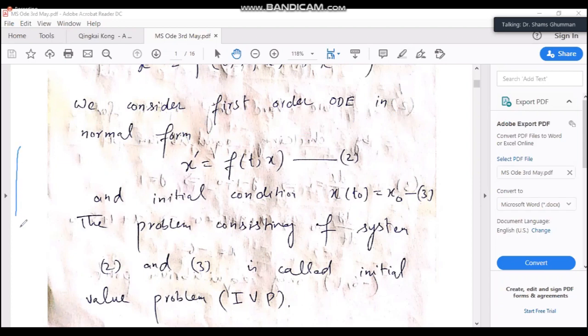ठीक है, तो इसको हम और every nth order differential equation, second, fourth, something, can be converted to the first order differential equation, the system of the first order differential equations. वो हम new variables introduce करके उसको convert कर सकते हैं easily. So we are going to discuss about the first order differential equation. अगर first order differential equation के system को discuss करते हैं तो इसमें जो nth order है, second है, वो सारे इसमें cover हो जाएंगे.